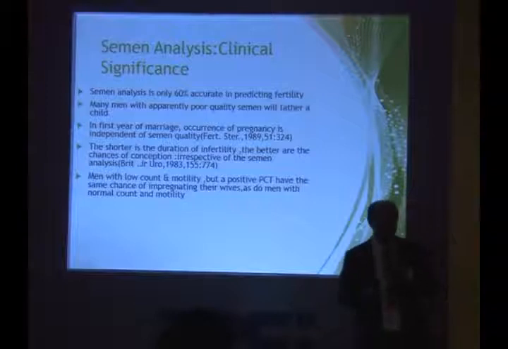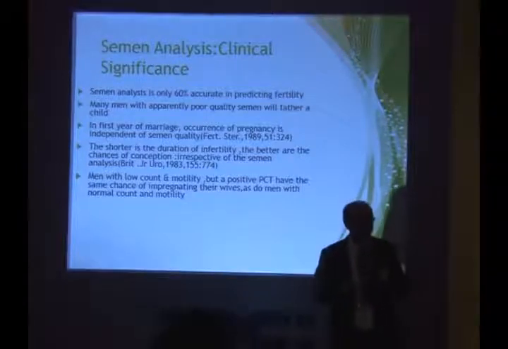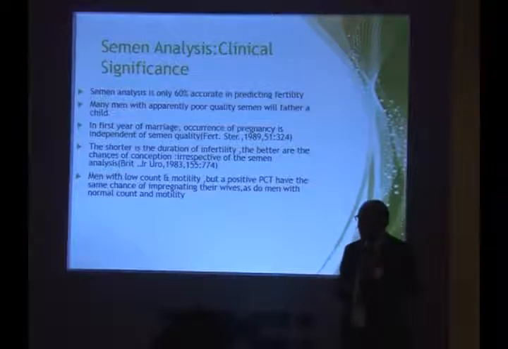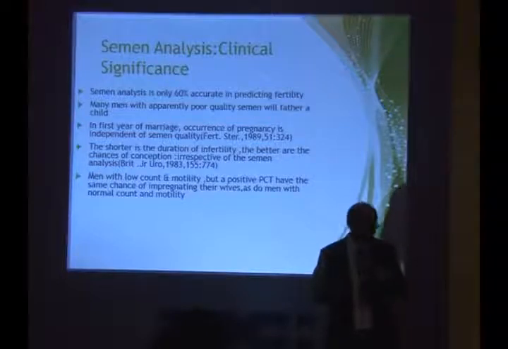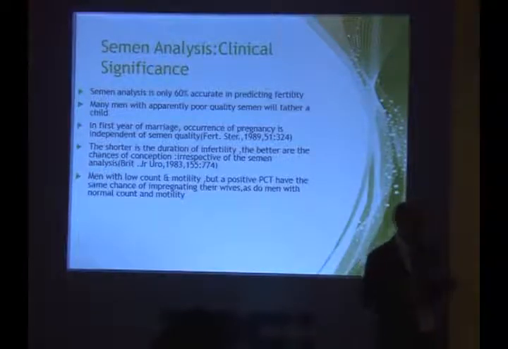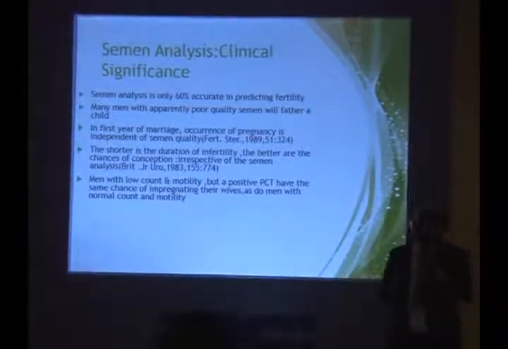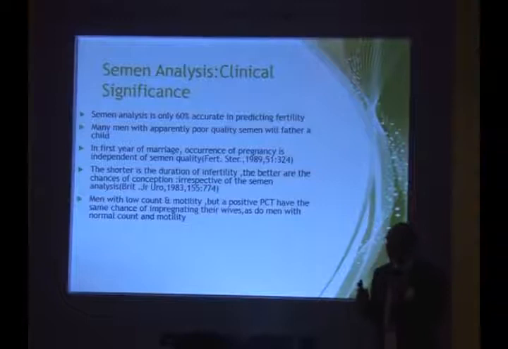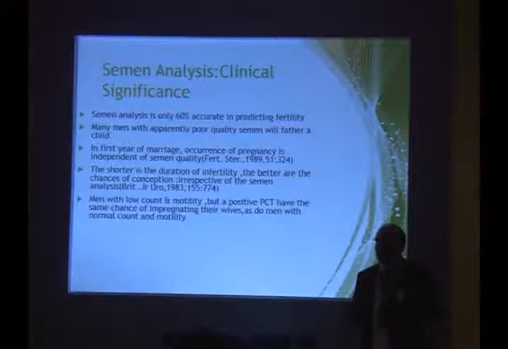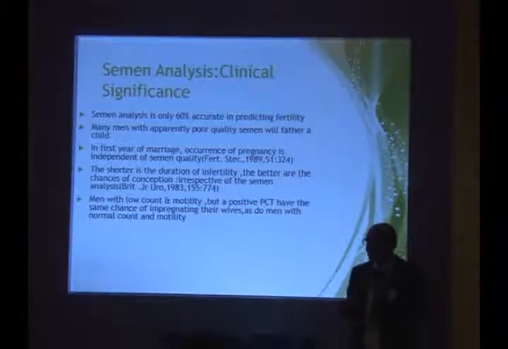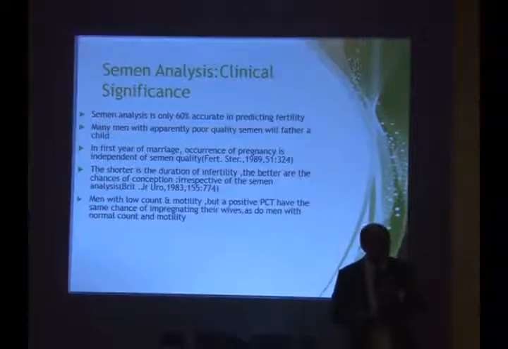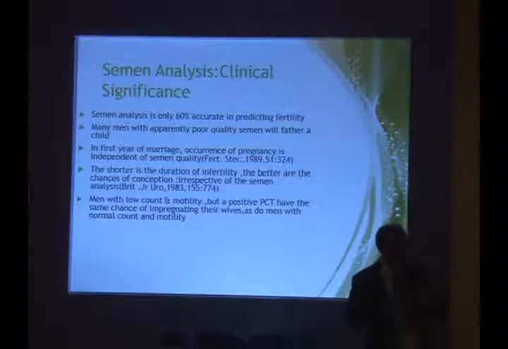Now, let me put it this way. If you get a couple with a 10 million count, with 20% motility, married for 6 months, there are good chances they will father a child. If you get a couple where the count and motility are absolutely normal, 60 million count, 60% motility, no morphologically abnormal sperms, but the duration of infertility is 5 years and they were not using contraception, then the chance of fathering a child is very remote, because if it was to happen statistically, it would have happened in these 5 years, and that means there is some functional problem with this sperm.